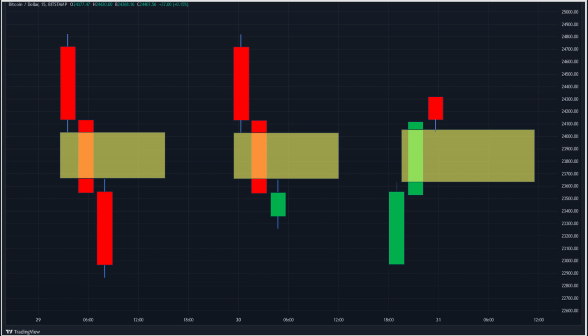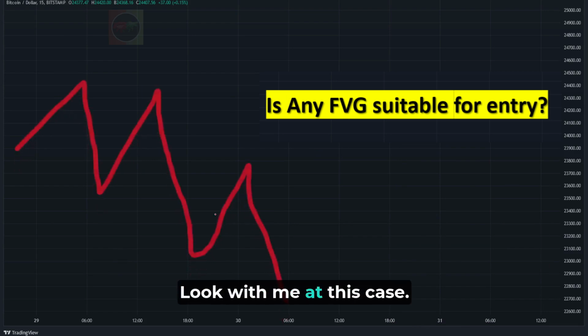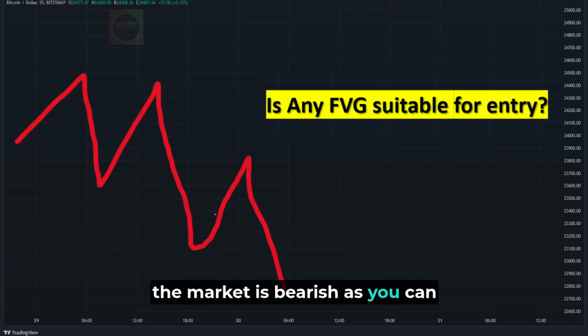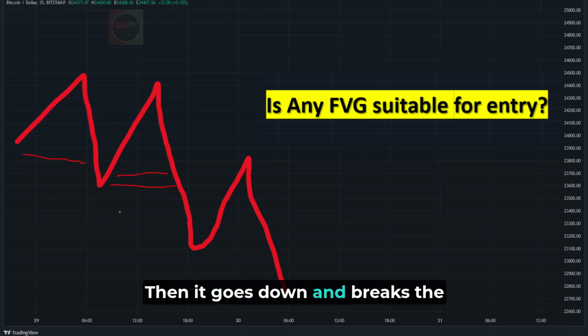The most important note to emphasize is that not every fair value gap is suitable for entry. We must learn how to filter out the fair value gaps that are valid for entry. Look with me at this case. Here, the market is bearish, as you can see. This market is forming a break of structure here. Then it goes down and breaks the structure again, then it goes down. That means the market continues to fall.